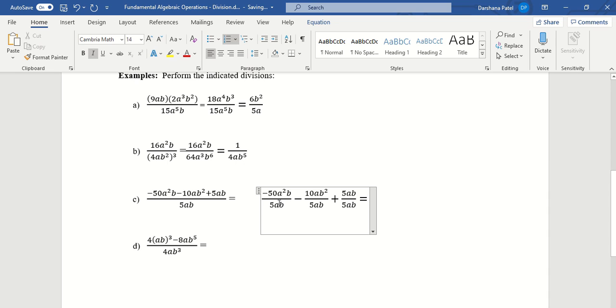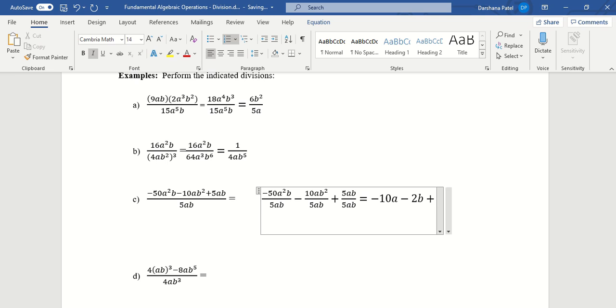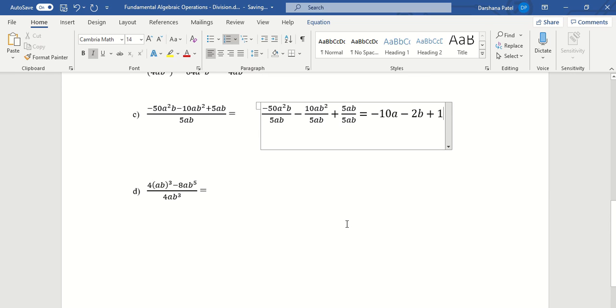So for the first part, negative 50 divided by 5 will give us negative 10. A square divided by a will give us a. B divided by b will give us 1. For the middle part, negative 10 divided by 5 will give us negative 2. A divided by a is 1. B square divided by b will give us b. And for the last part, some of us think, oh, let's cancel this out and it's gone. That's not true. 5ab divided by 5ab, a number divided by itself will be 1. So our answer will be 1 for that part. So our final answer will be negative 10a minus 2b plus 1.